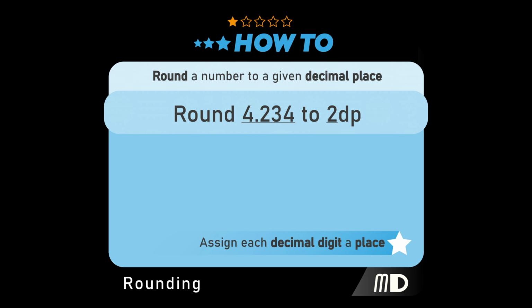How do we round a decimal to a given number of decimal places? In this video, we're going to demonstrate the steps and work through some examples.